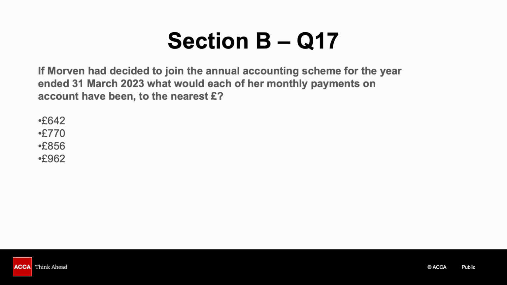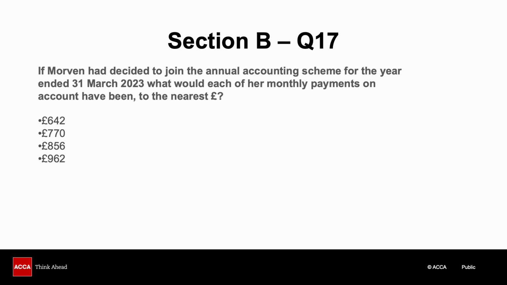Now, when we are looking at joining the annual accounting scheme, normally what happens then is we have 9 payments on account being made over the year at the end of months 4 through to 12. And each one of those would represent 10% of the VAT liability from the previous year. The balancing payment is made along with the return, which is submitted 2 months after the end of the annual return period. Now this question is saying if she had considered joining in the year ended 31st March 23, what would each of her monthly payments on account have been?